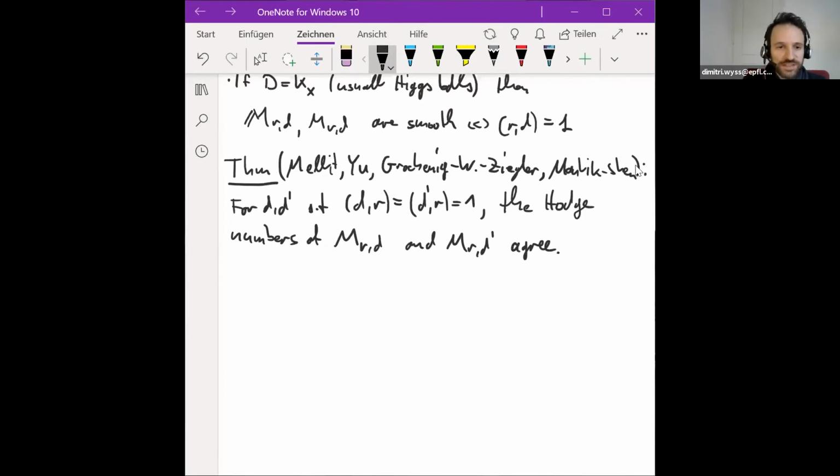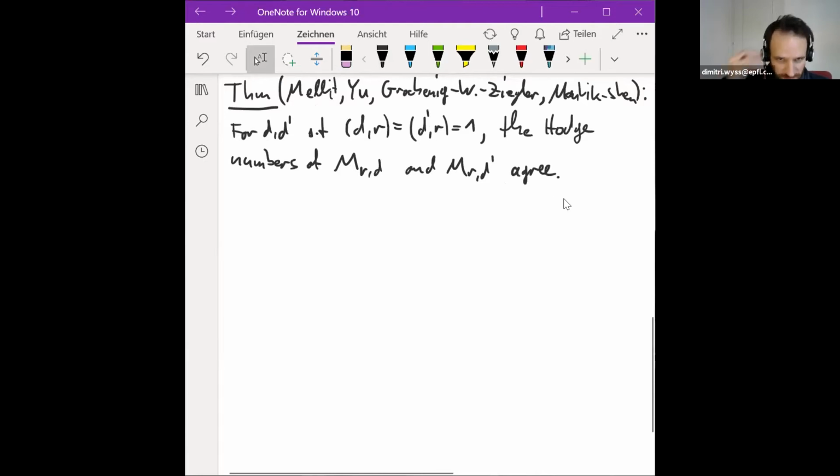So sort of similar to Batyrev's theorem, but we don't know. I mean, they're certainly not projective, but not sure if they're rational or not. And also, there are basically four different proofs of this statement.